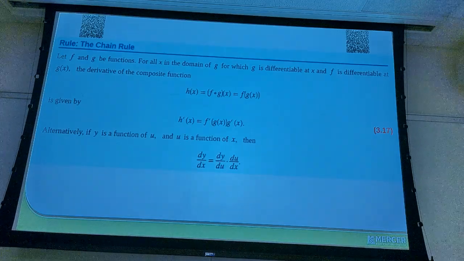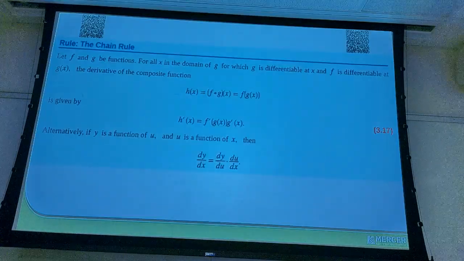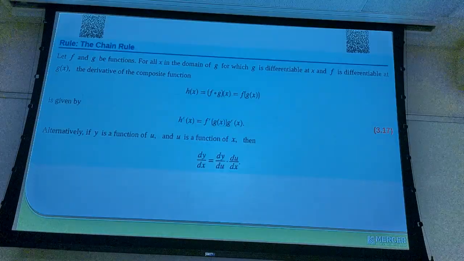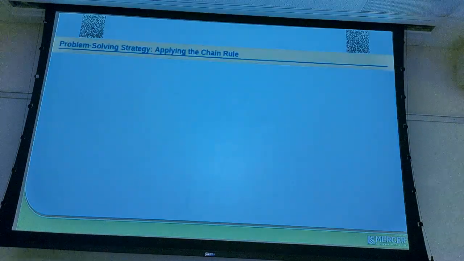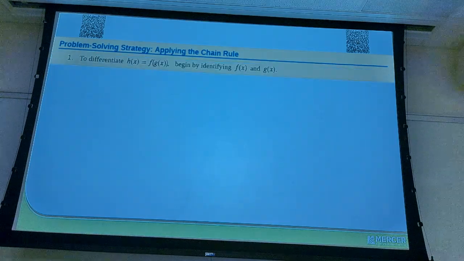Remember in pre-calc, you spent some time decomposing functions, right? You were given a function and asked to decompose it into f and g, so there was f of g of x. So you get to the chain rule. This is a strategy introduced in the book. It's probably different from how I do it, but it doesn't matter. So let's see what it says.